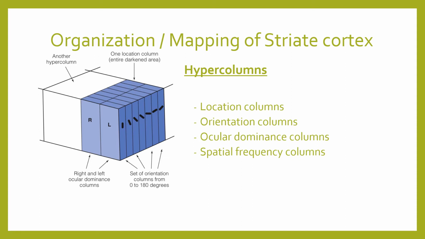And I'm going to ignore that we also have these spatial frequency columns in there as well, that are responding to either close spatial frequencies, things that are really busy and the lines are close together, versus more spread out lower spatial frequencies. I'm going to ignore those because your book ignores those. So this is kind of the idealized hypercolumn, looking at it as this cubicle kind of thing, but it's really kind of wrapped around and warped with the folding of the cerebral cortex.